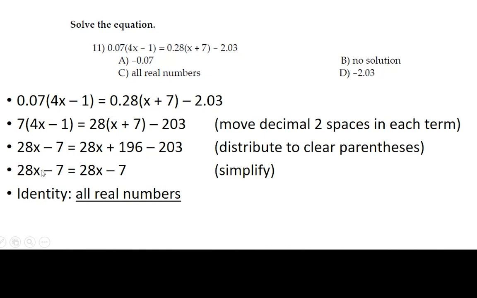And look what happens. The equation we have now is the same on the left as it is on the right. 28x minus 7 equals 28x minus 7. When that happens, when we get the exact same thing on the left and on the right, that is an identity. And our answer is all real numbers. Doesn't matter what we plug in for x, it will always be true. All real numbers.